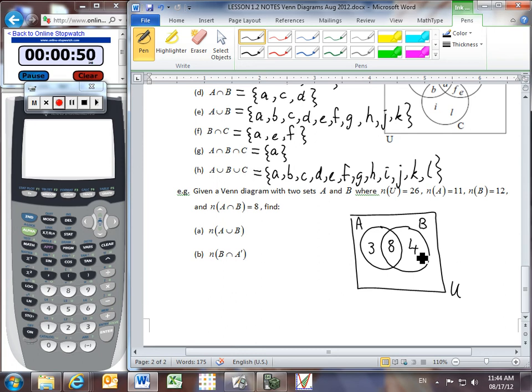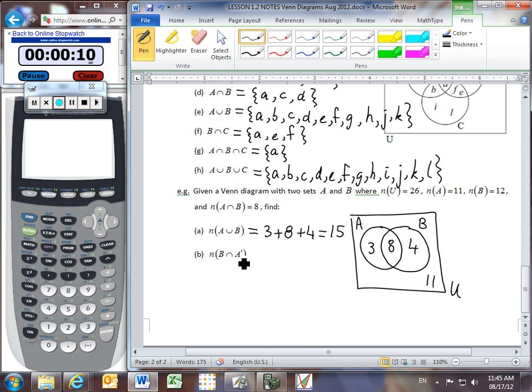This allows us to already answer part A, the number of elements that are inside A or B. So A or B is going to be 3 plus 8 plus 4. And we've got a total of 15 elements inside A or B. Now actually, I didn't write how many elements are outside A or B. If I've got a total of 26 elements and I've already used these 15 of them, 26 minus 15 leaves 11 on the outside.